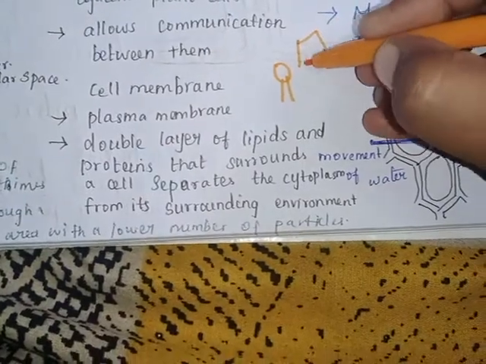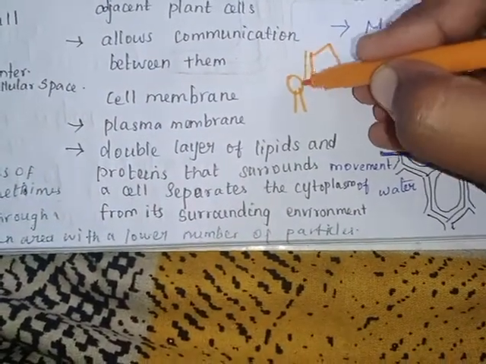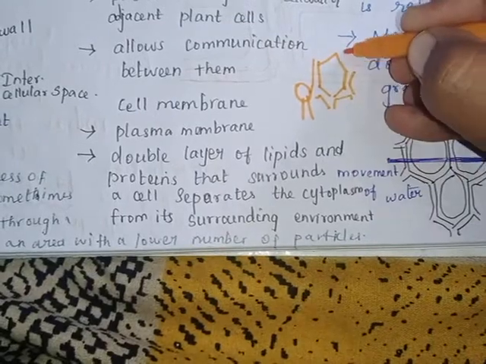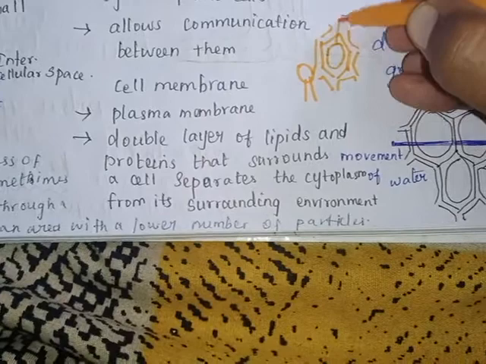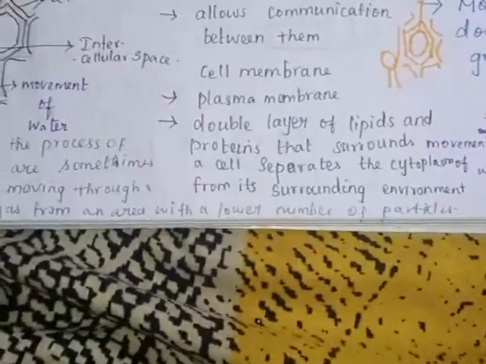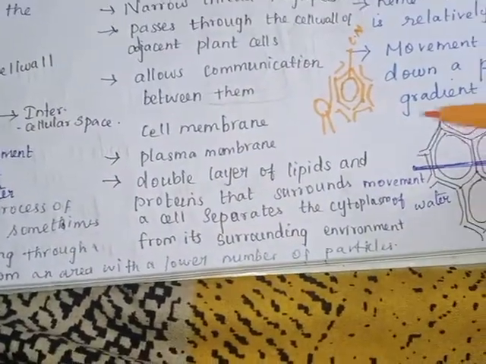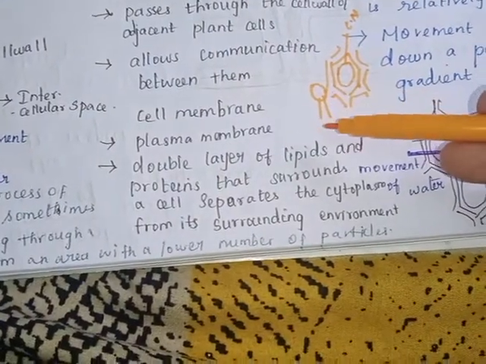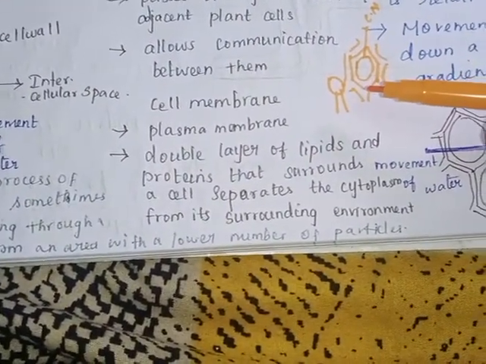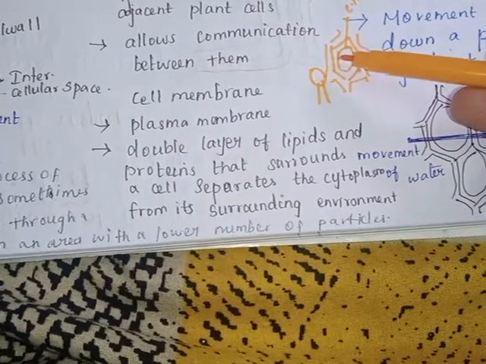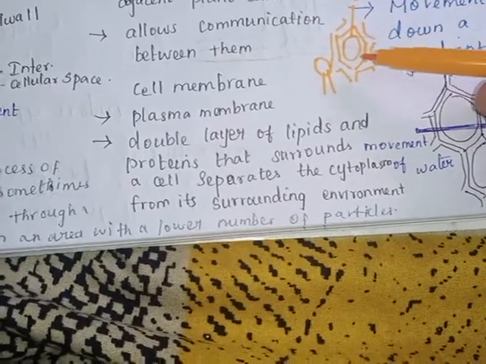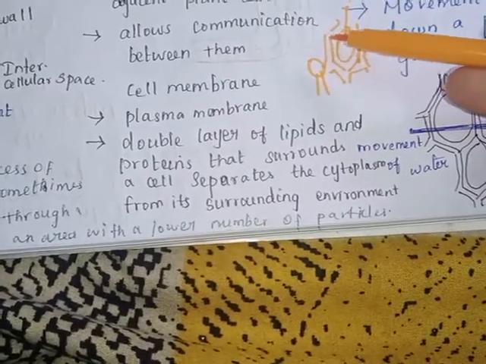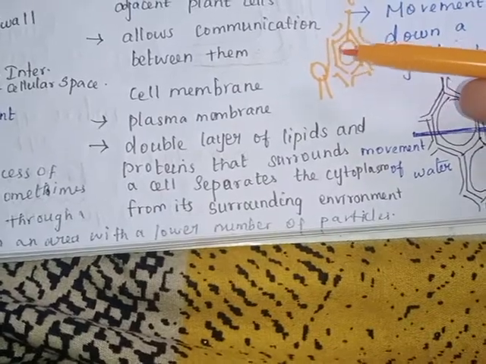Consider this one is a cell. Next to the cell wall we can see the cell membrane. The cell membrane is a double layer of lipids and proteins that surrounds the cell and separates the cytoplasm from the environment. This is the environment, this is the cytoplasm, and this is the cell membrane. So it separates the cytoplasm from the surrounding environment.